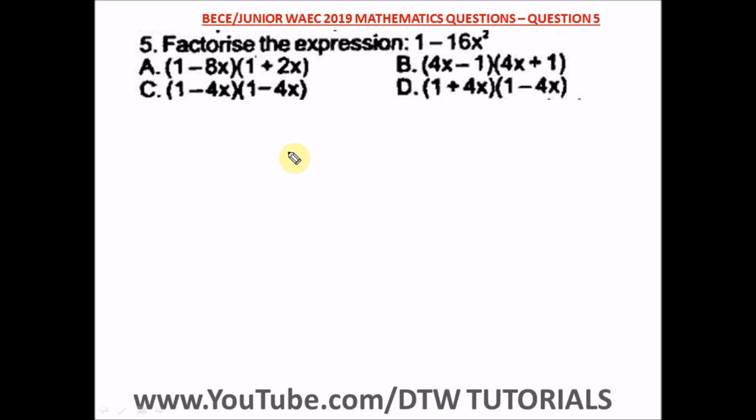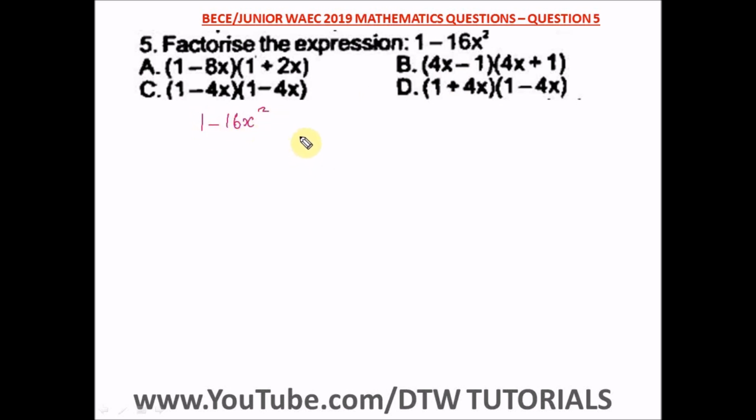Question 5 of the BECE Junior WAEC 2019 Mathematics Past Question. It says factorize the expression this. Now when you have this and they say factorize, all you need to do is just apply the difference of two squares method. Here we have 1 minus 16x squared.